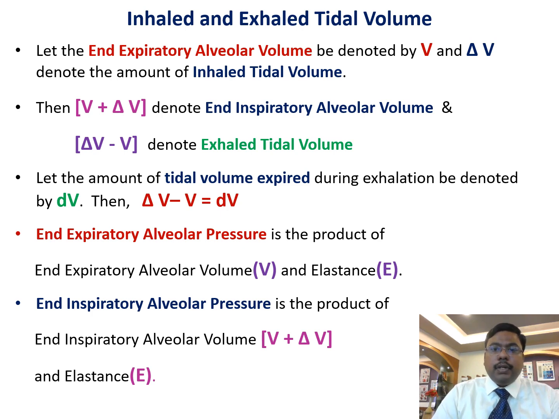Inhaled and exhaled tidal volume. Let the end expiratory alveolar volume be denoted by V, and delta V denote the amount of inhaled tidal volume. Then V plus delta V denotes end inspiratory alveolar volume, and delta V minus V denotes exhaled tidal volume. Let the amount of tidal volume expired during exhalation be denoted by dV. Then delta V minus V is equal to dV. So end expiratory alveolar pressure is a product of end expiratory alveolar volume and elastance. Similarly, end inspiratory alveolar pressure is a product of end inspiratory alveolar volume and elastance.